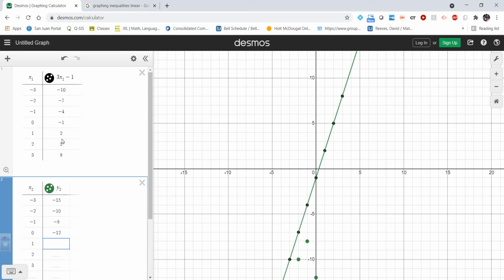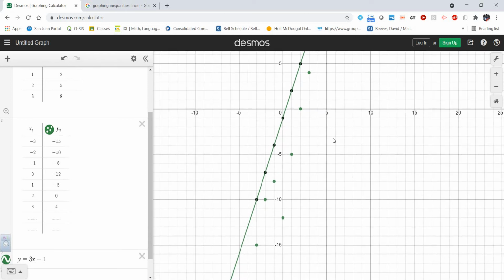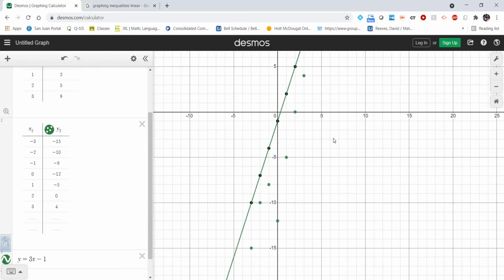For 1, the value was 2, so smaller than 2. How about -5? For 2, it was 5, smaller than 5. How about 0? And for 3, it was 8, smaller than 8. How about 4? Now take a look at where those values ended up compared to the line.